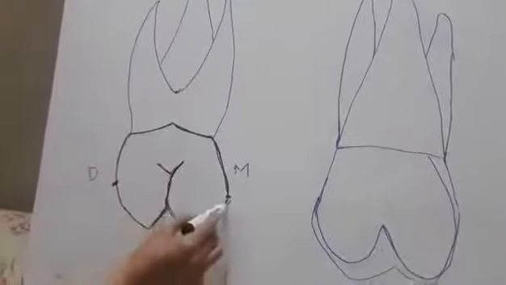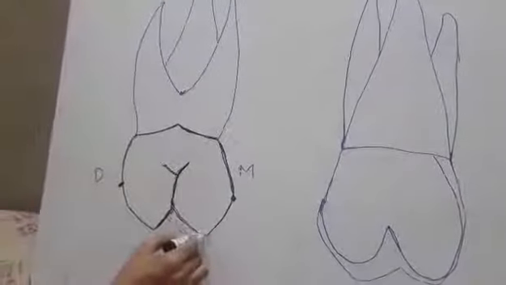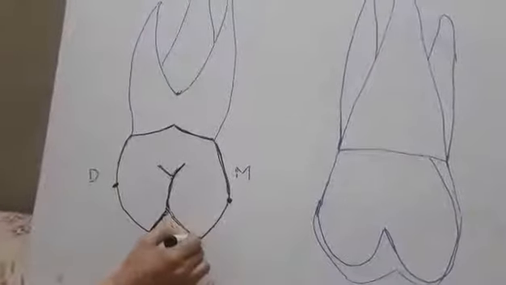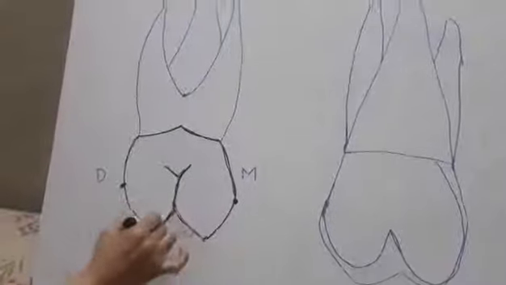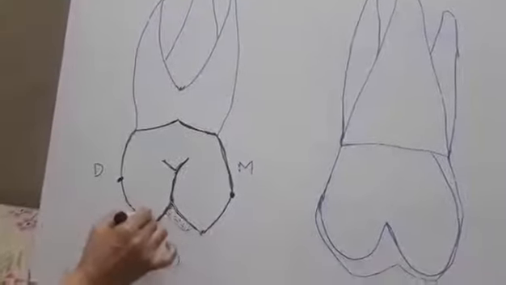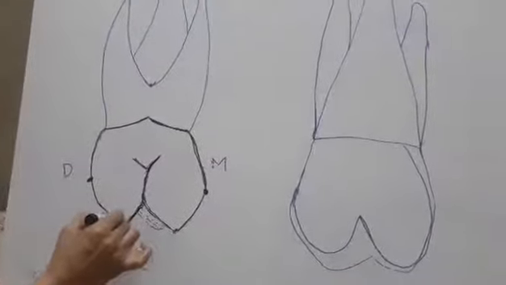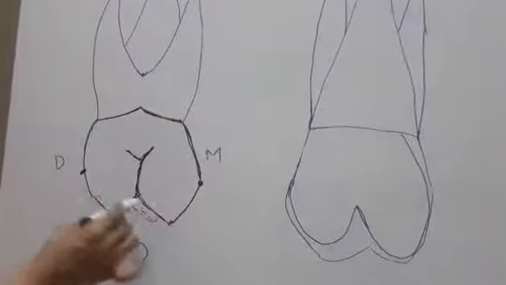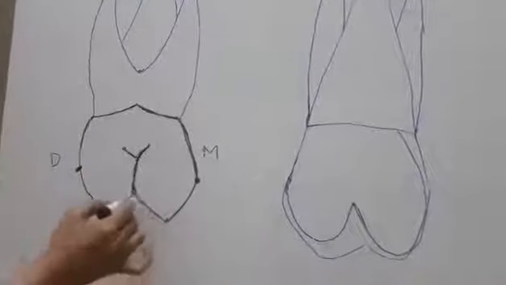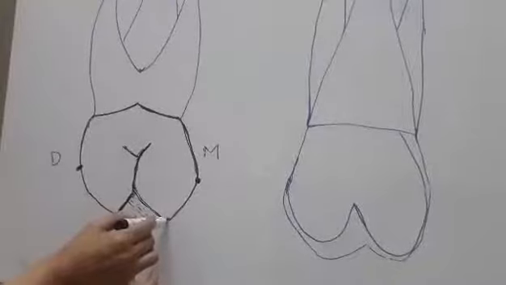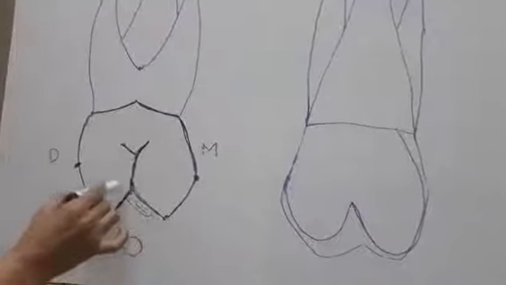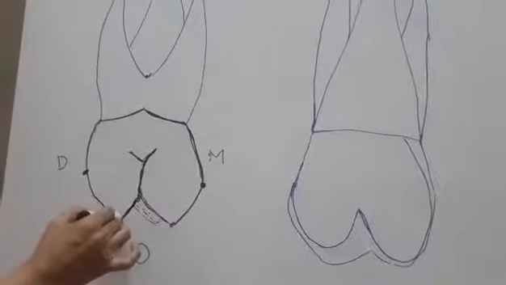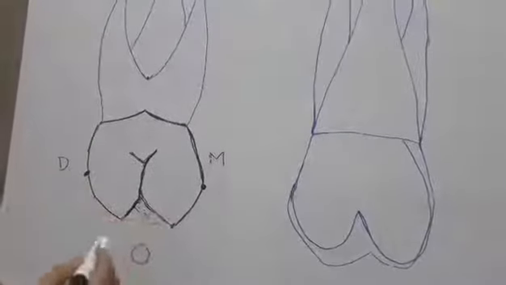One is the mesiobuccal cusp and its two cuspal ridges, the mesial cuspal ridge and distal cuspal ridge, and the other is the distobuccal cusp and its two cuspal ridges, the mesial cuspal ridge and the distal cuspal ridge. The mesiobuccal cusp is always larger and a bit longer than the distobuccal cusp, which is sharper. Sometimes the heights of these two cusps are the same.